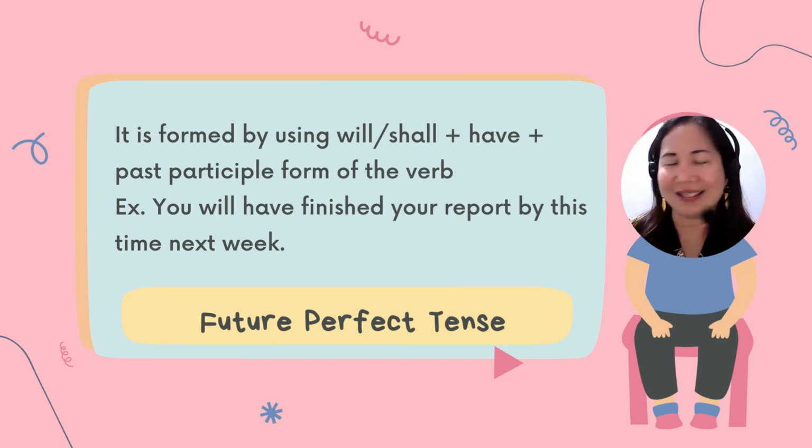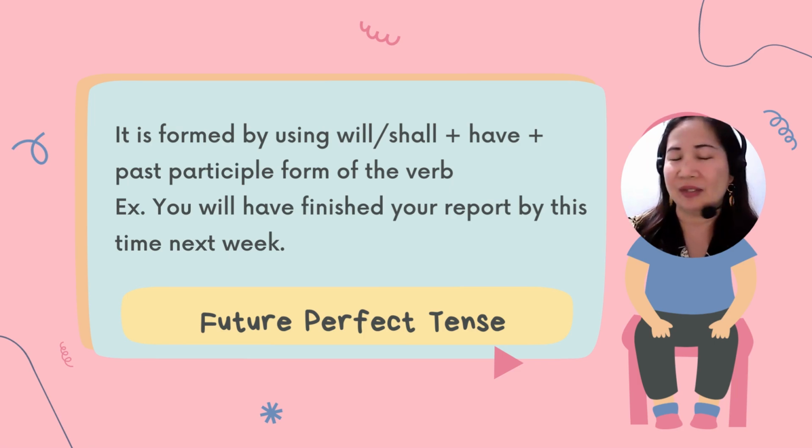It's not has, it is not had, but have. For example, will have or shall have, and then, of course, the past participle form of the verb. For example, you will have finished your report by this time next week. Because of the time signal, by this time next week, which is in the future, we use will have. The past participle of finish is finished, with the ed.